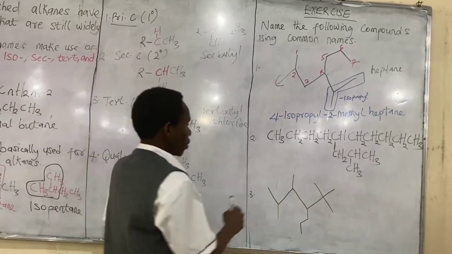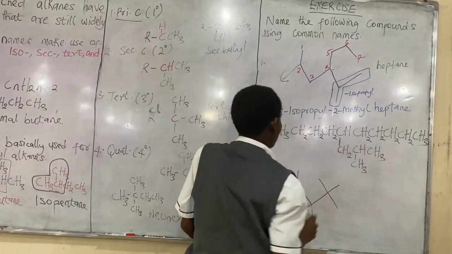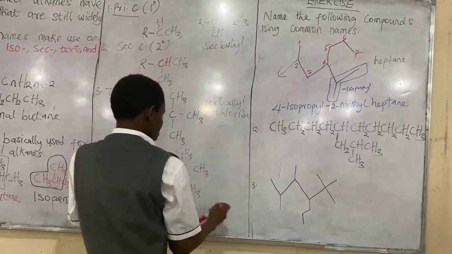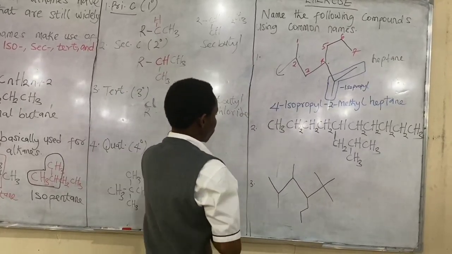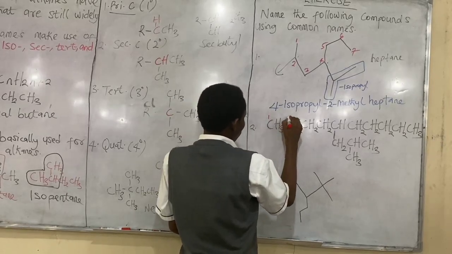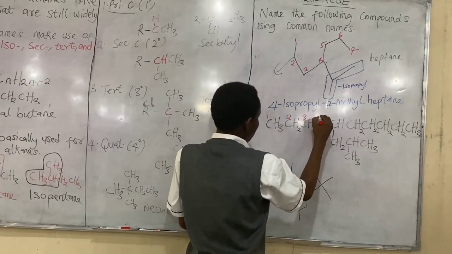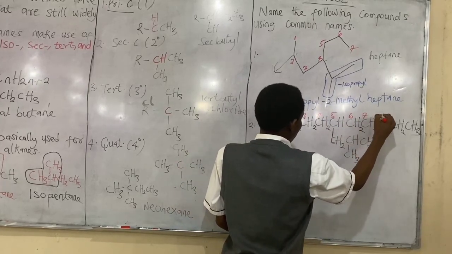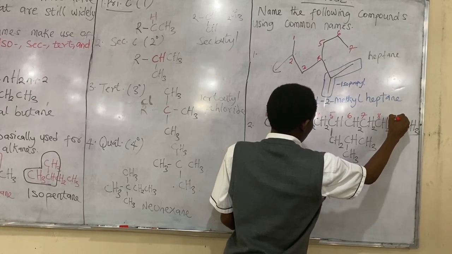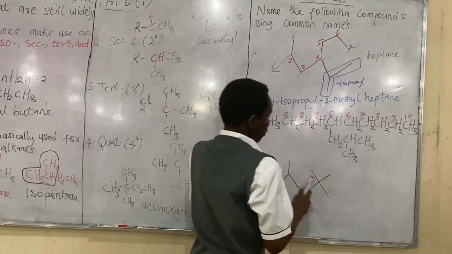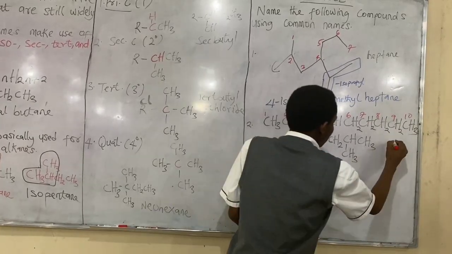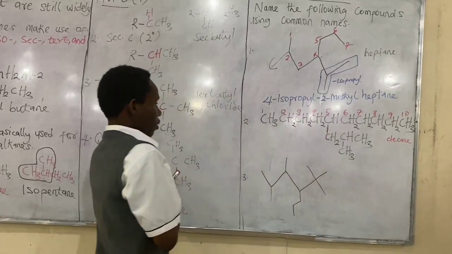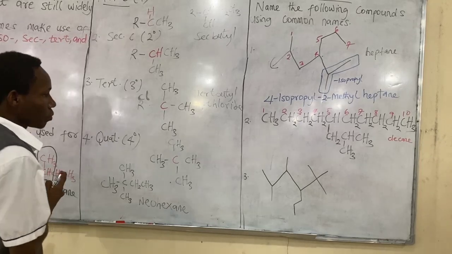Alright, let's name the second compound. Very simple. This is already the longest chain. Let's use our red marker to identify: 1, 2, 3, 4, 5, 6, 7, 8, 9, and 10. And 10 stands for decane. Decane. Okay, let's move to the substituent.